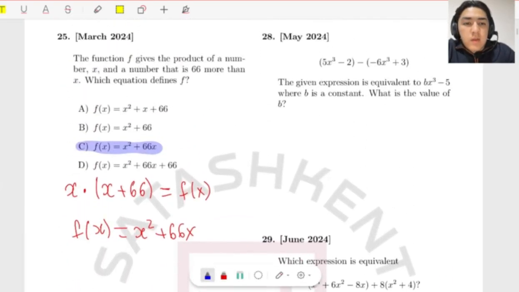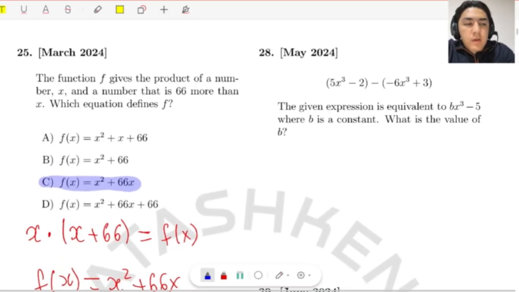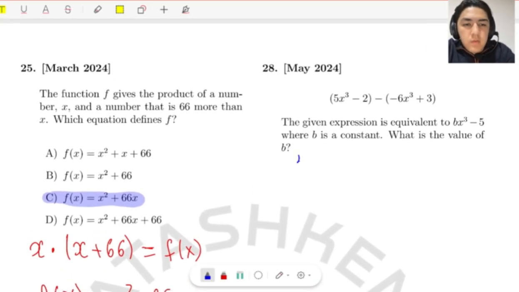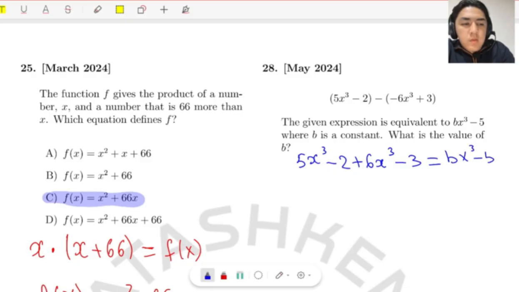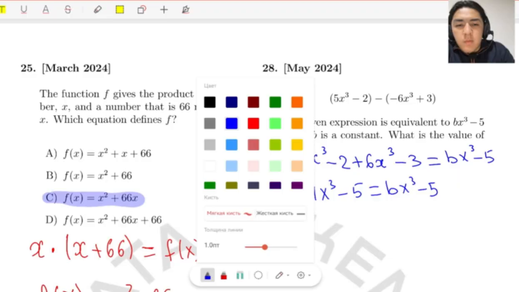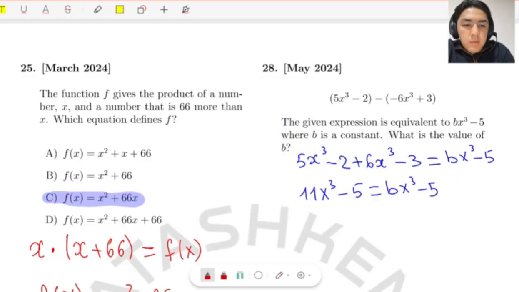Question number 28. Here we have to open the brackets. So 5x cubed minus 2 plus 6x cubed minus 3 equals bx cubed minus 5. 11x cubed minus 5 is bx cubed minus 5. Every part is the same except these two things. It means my b also must be 11. So yeah.